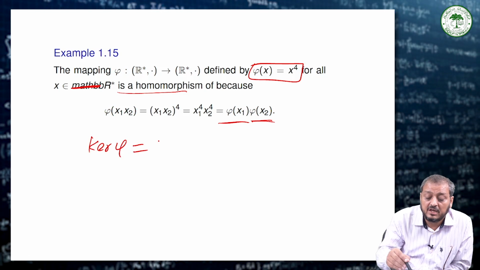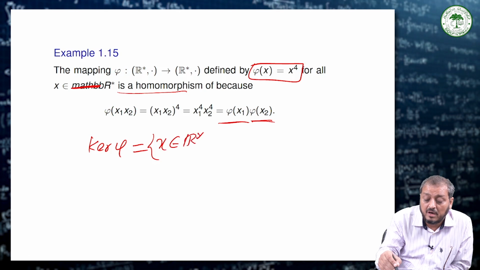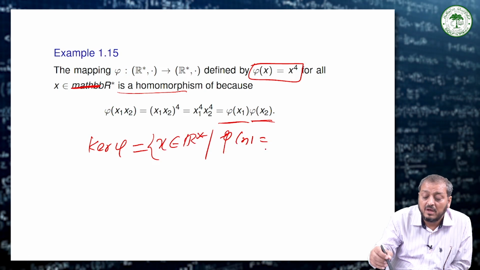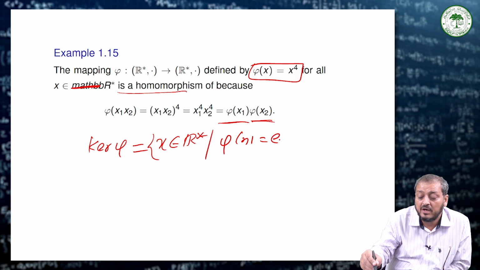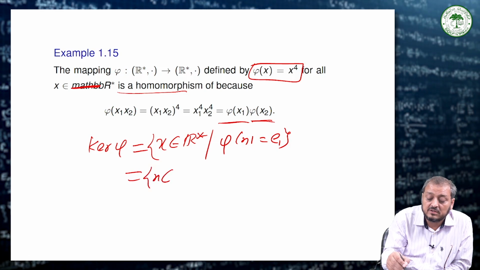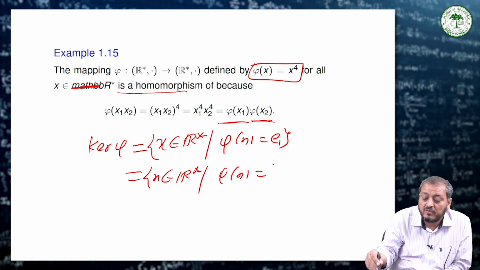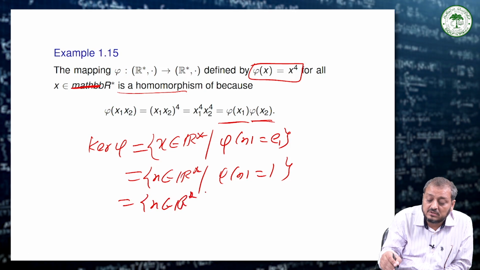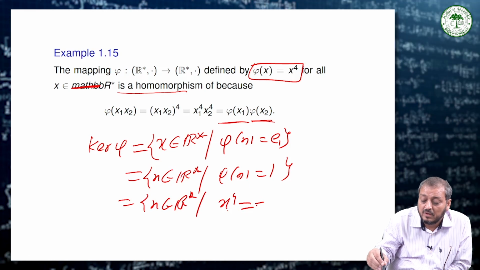The kernel can be written in this form: the set of x in R star such that phi of x is equal to the identity e1 of the second group. This can be written as x in R star such that phi of x is equal to 1, which means x in R star such that x to the power 4 is equal to 1.